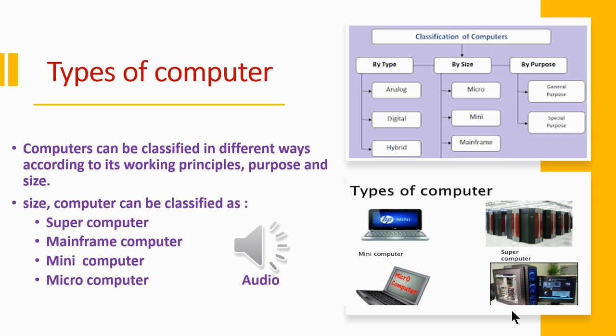Digital computer: a computer that performs calculation and logical operation with digits. This type of computer is used for business and scientific applications. Hybrid computer: a mixture of both analog and digital. A hybrid computer utilizes the best qualities of both analog and digital computers.